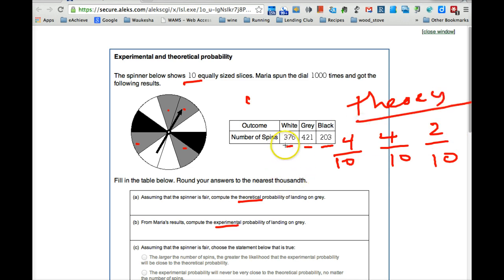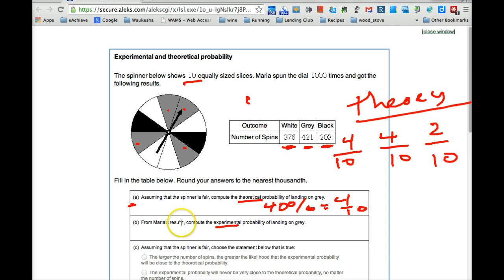That's your theory. Now, they've run some experiments here to figure out whether or not the theory matches the practice. If I'm looking at A, this is saying, assuming that the spinner is fair, compute the theoretical probability of landing on gray. Well, 4 gray slots out of 10, there's a 40% chance, or 4 out of 10 chance that it's going to land on gray.